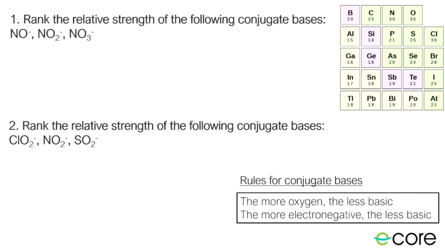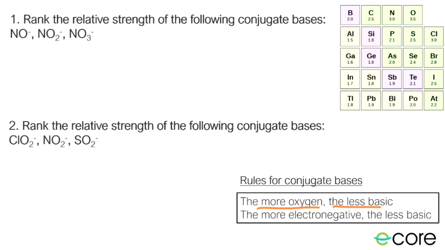The first one: rank the relative strength of the following conjugate bases. So it tells us it's conjugate bases. We can see that because they're negatively charged. We could make acids out of them by adding the H. And what we're really asking here is which one of these wants H the most and which least, right? The more it wants an H, the more basic it is, because remember, a base is a hydrogen acceptor. Now, our rules for conjugate bases, which you should just write down and commit to memory because it's easy to flip-flop this stuff, is that the more oxygen we have, the less basic, okay?